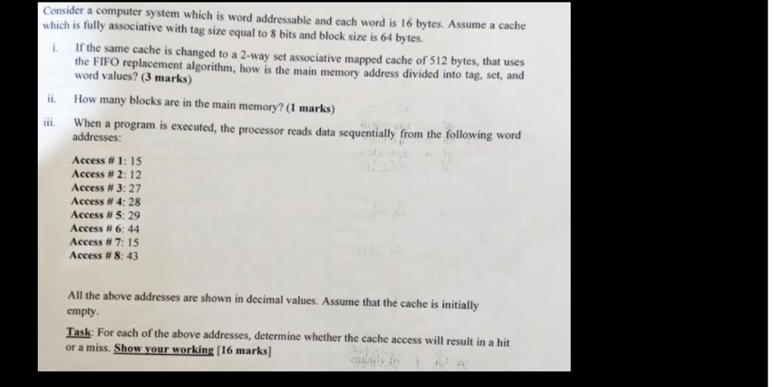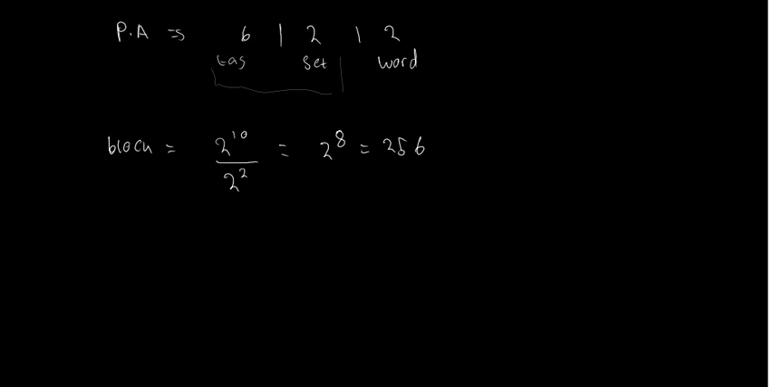We have 15, 12, 27, 28, 28, 24, and all that stuff there, right? So what we want to do here is, first of all, for all the above accesses, we want to indicate whether the access is a hit or a miss. So I'm going to do it manually as opposed to the way I did in the table previously, just so everyone can follow along a bit better.